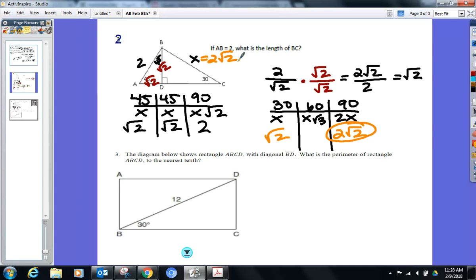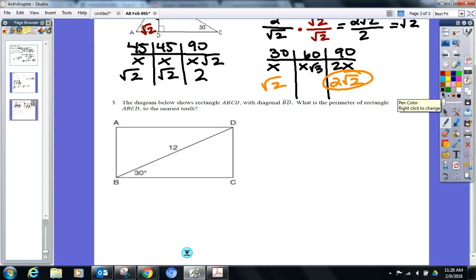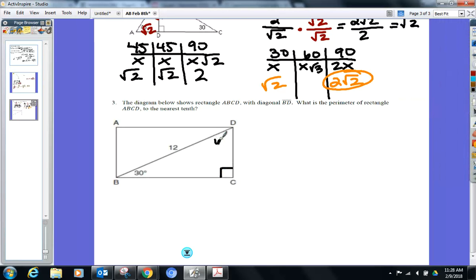Anything you want to ask there before you go on your own? All right, we've got a rectangle. Find its perimeter to the nearest tenth. Find the perimeter, all sides added up. Anything you want to tell me about angle C? It's a rectangle, so it's got to be 90 degrees. What type of triangle are we working with? 30, 60, 90. X, X radical 3, and 2X.